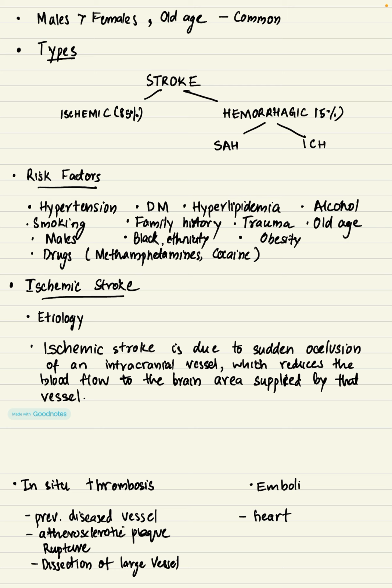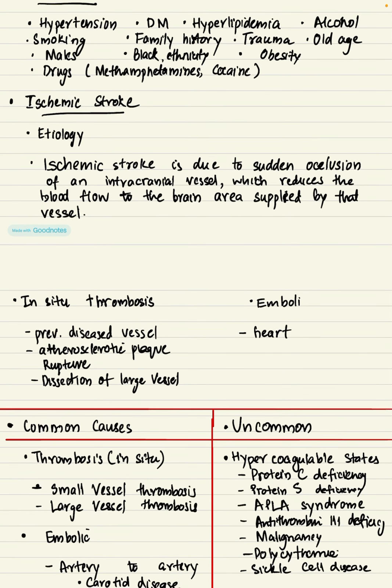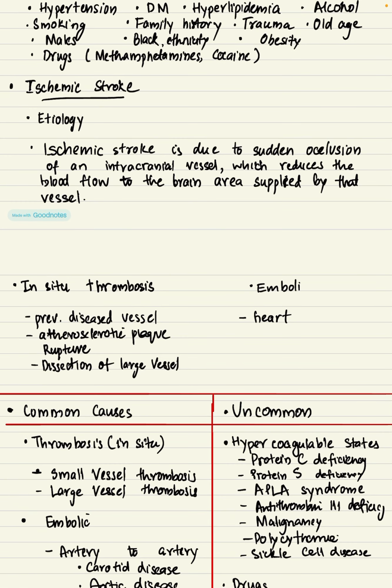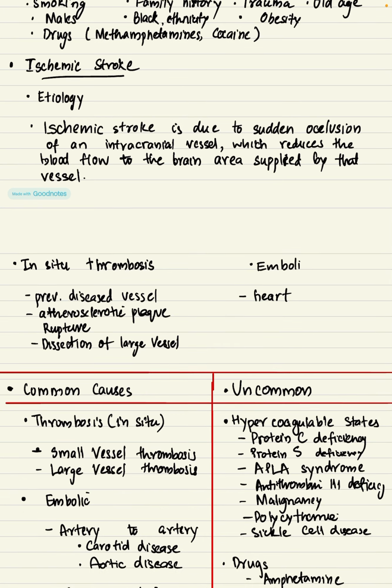Ischemic stroke. The etiology: ischemic stroke is due to the sudden occlusion of an intracerebral vessel, which reduces the blood flow to the brain area supplied by that vessel. It can be an in situ thrombus or an emboli, previously diseased vessel. Atherosclerotic plaque and the rupture, dissection of large vessels are the components of the in situ thrombus. Emboli is usually from a distant organ like the heart.